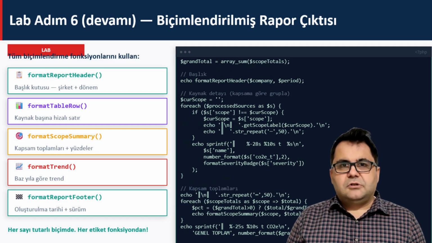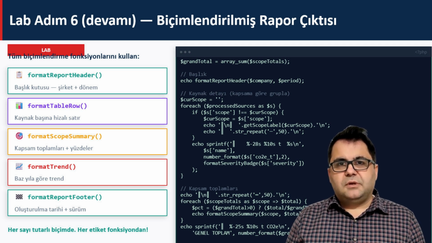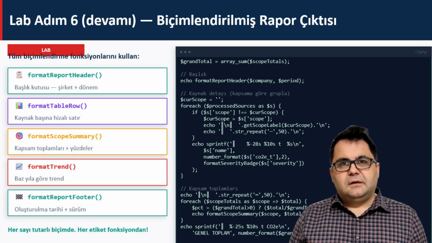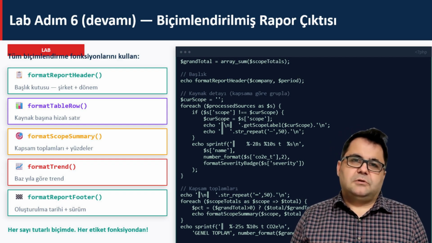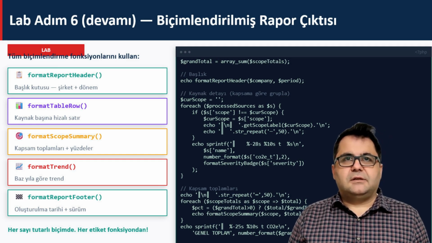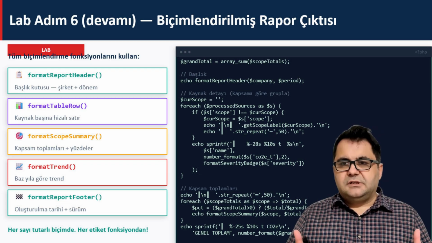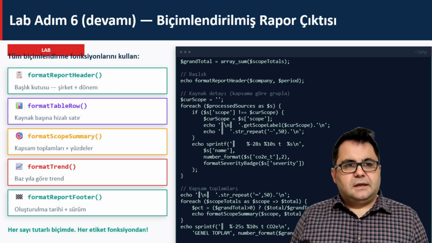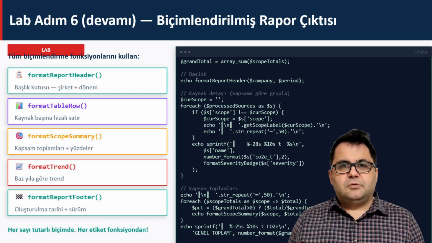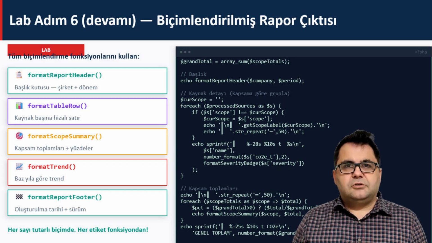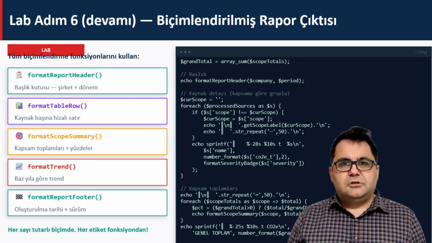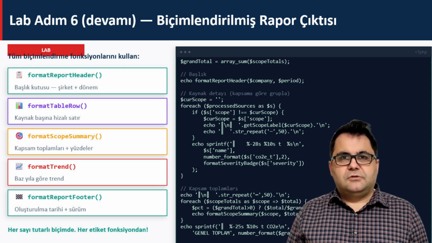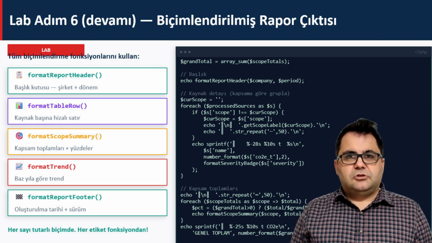The report output uses all our formatting functions. Sources are grouped by scope with section headers. Each source shows its emission value and severity badge. The scope totals section shows both absolute values and percentages. The trend analysis compares against the baseline, calculates the SBTi-aligned reduction target, and checks whether the company is on track. Every number is formatted consistently with number format. Every label comes from a function. If you want to change how severity badges look, you change one function. If you want to change the number format, you change one function. This is the power of a well-structured function library.